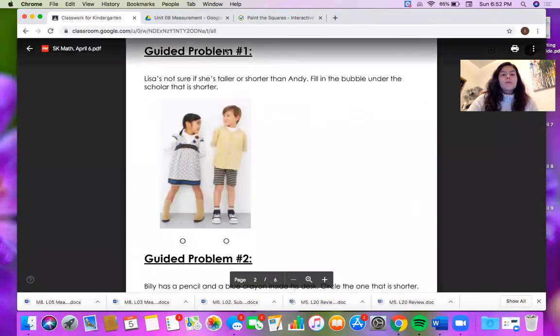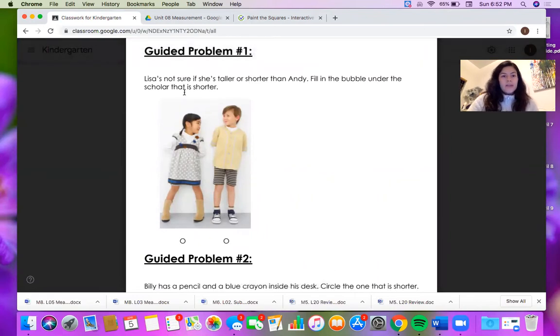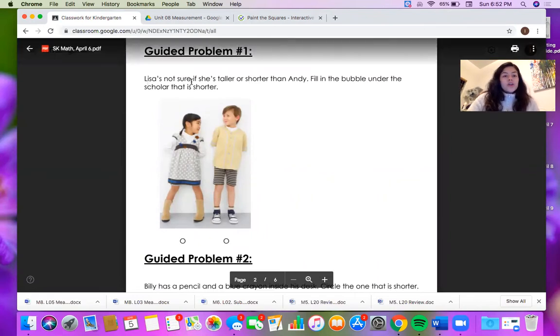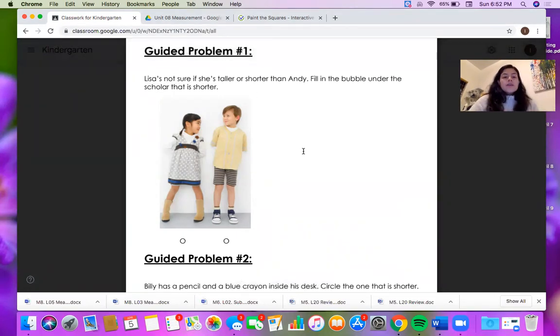Here's guided problem number 1, which I'll be doing for you so you can see how it works. Lisa's not sure if she's taller or shorter than Andy. Fill in the bubble under the scholar that is shorter. Now, first things first, are these 2 children side to side? Yes, they are. Are these 2 children end to end? Are their feet starting at the same point?